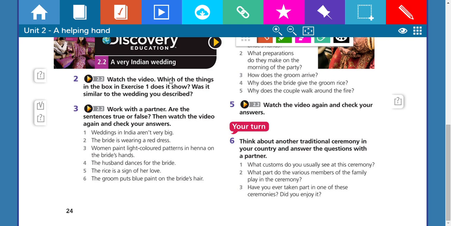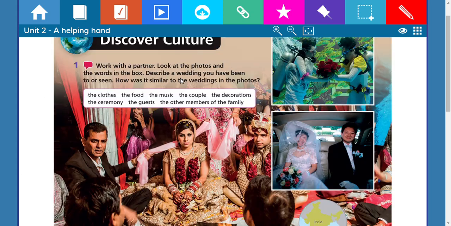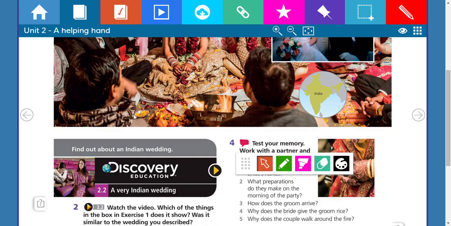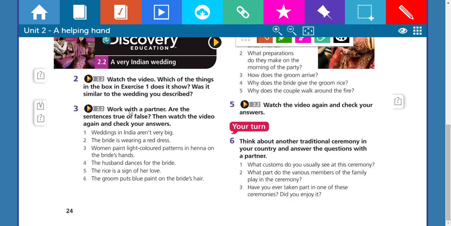You watch the video. Which of the things in the box in exercise 1 does it show? Okay, let's see. Class, does the video show us clothes? Yes. The food, the music, the couple, the decoration, the ceremony, the guests, and the other members of the family. So on the picture it was impossible to see all of them, but on the video, yes. Perfect.